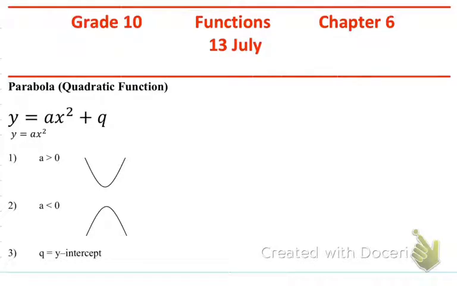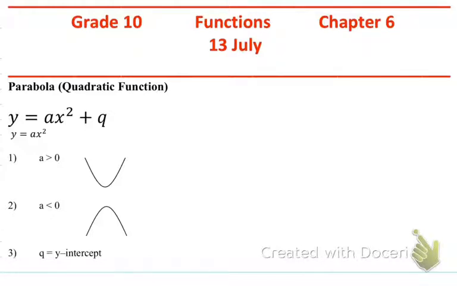Good day, grade 10. We are busy with functions, chapter 6 in your textbook. It's the 13th of July, and today we're going to do the parabola. Okay, so you've never heard this word in your life ever before, so listen carefully to understand this today. The parabola is a quadratic function. As you can remember, we did the linear function, the straight line, and now we are doing the quadratic function.